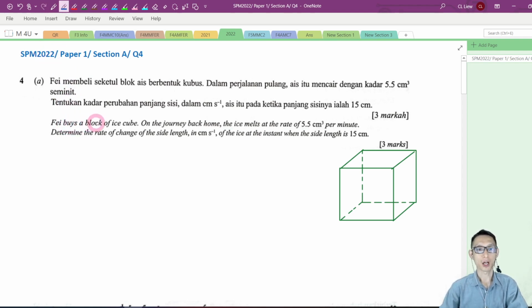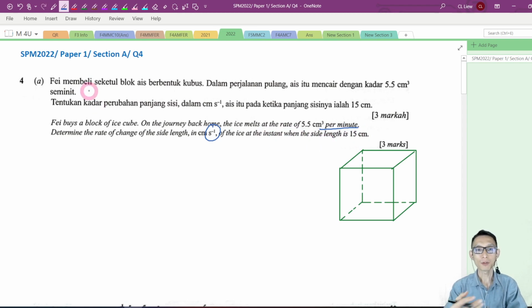Faye buys a block of ice cube. On the journey back home, the ice melts at a rate of 5.5 cubic centimeter per minute. Determine the rate of change of the side length in centimeter per second. So be careful here, this is per second. The given information here is per minute. Of the ice at the instant when the side length is 15 centimeter.